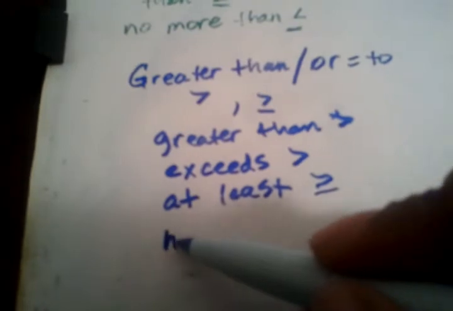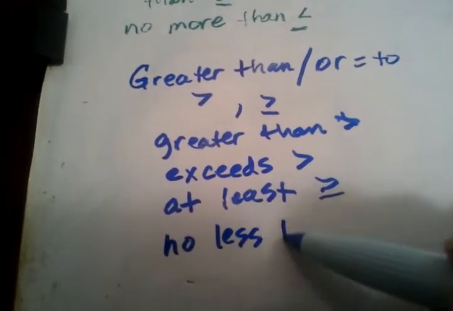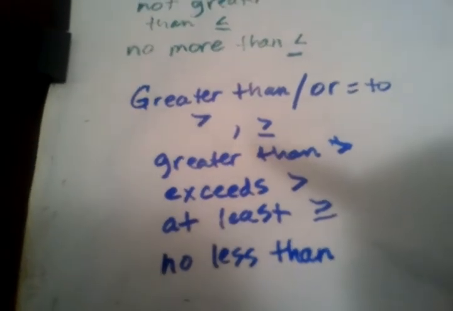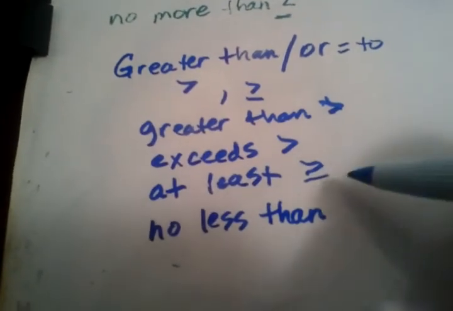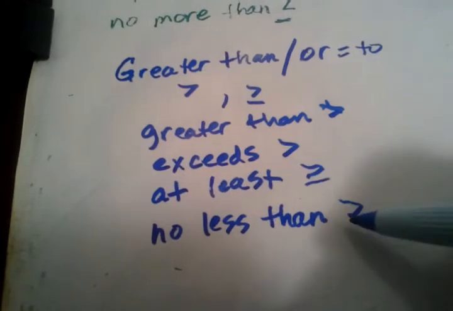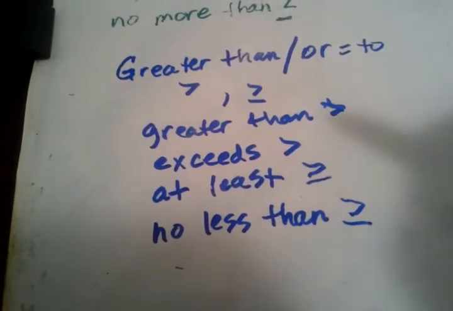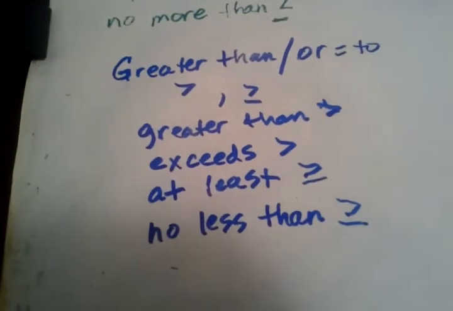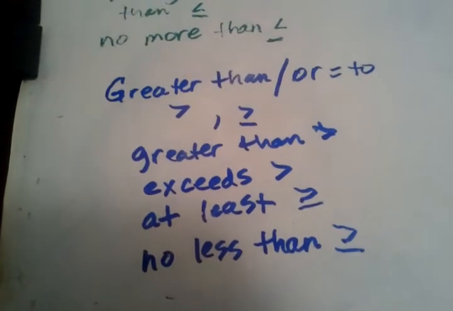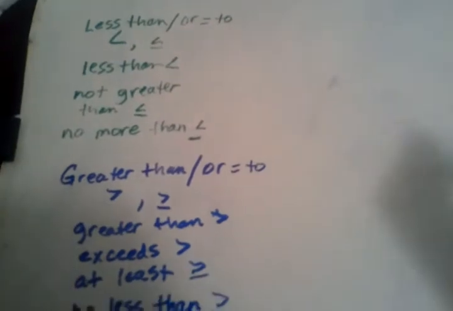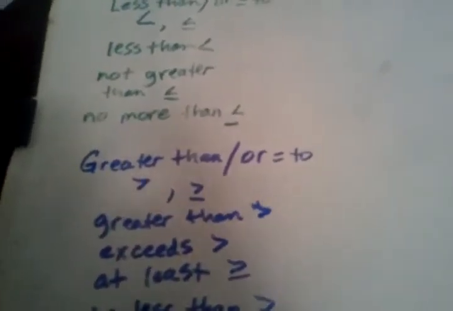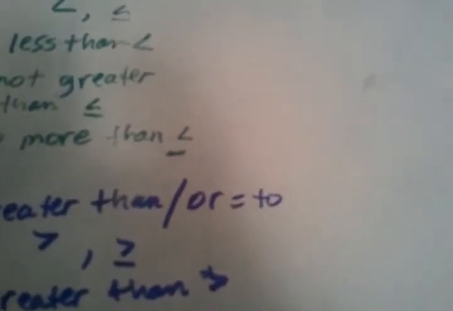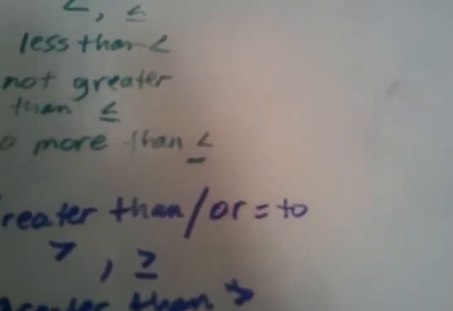If it says no less than, I don't want no less than $8 million. So if I want no less than that, that means I want greater than or equal to that. So those are just different ones that you want to pay attention to. All right, I'm going to try to wrap this up. So I'm going to give you 2 examples of how to write out inequality expressions. And then we're going to be done with this.